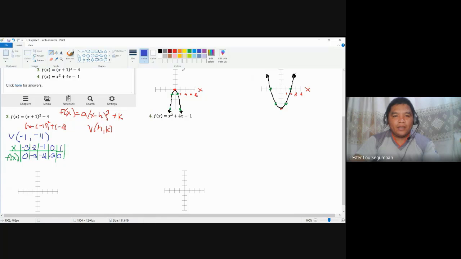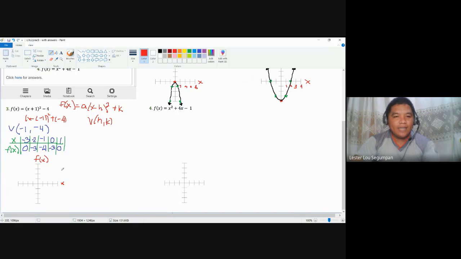Okay? So plotting all these values, still we have here 4. So let's just use this in terms of 1 unit. So our vertex now is at negative 1 and negative 4. And then you will have here the values 0 and negative 3, and 1 at 0. And then you will have negative 2, negative 3, and then negative 3 and 0. So your graph should look like this.